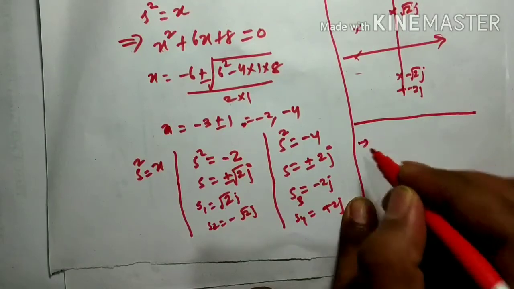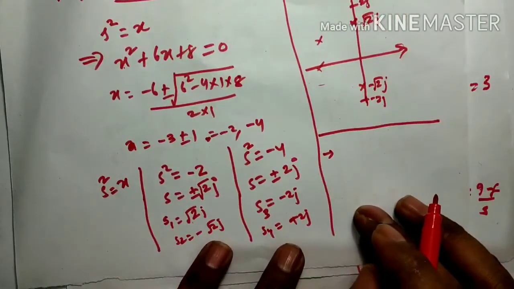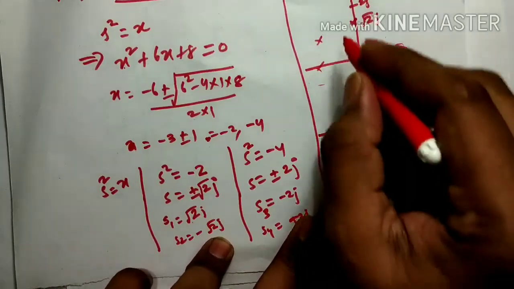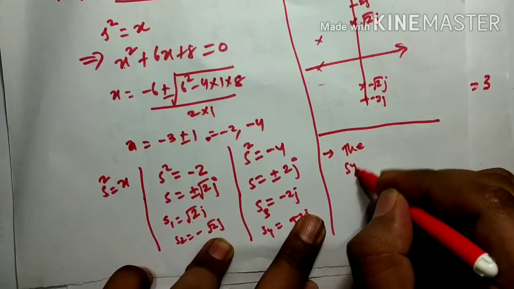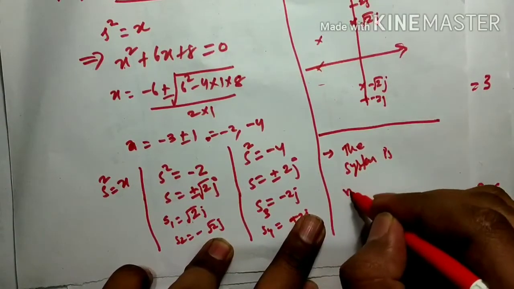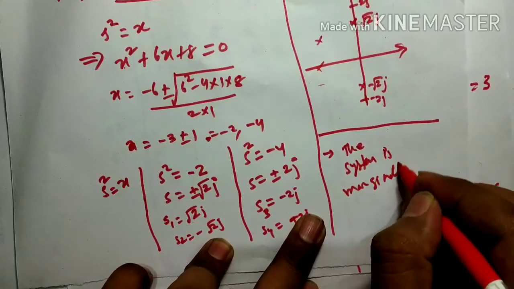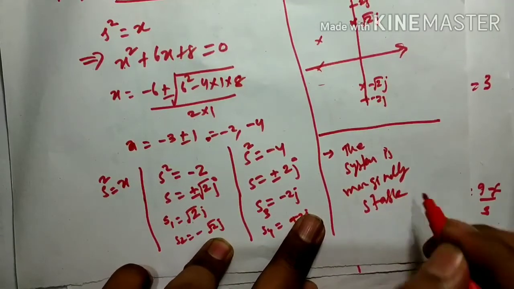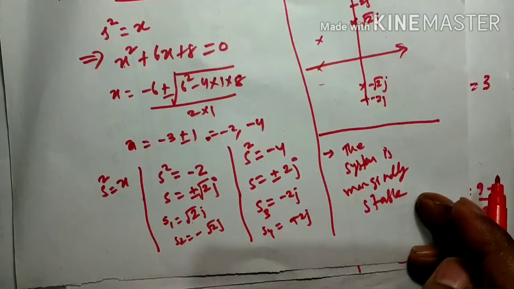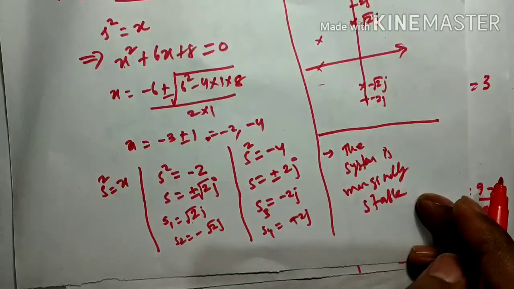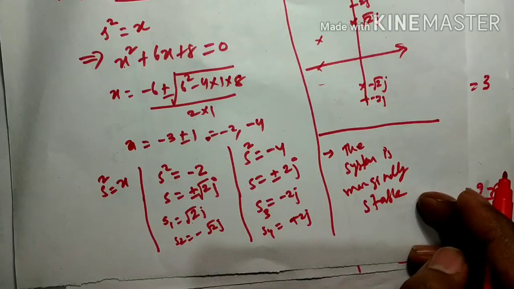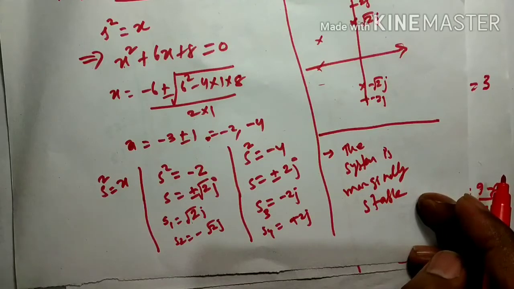So we can see here the system is actually marginally stable, because no pole is lying in the right half of the s plane. So we see the results.